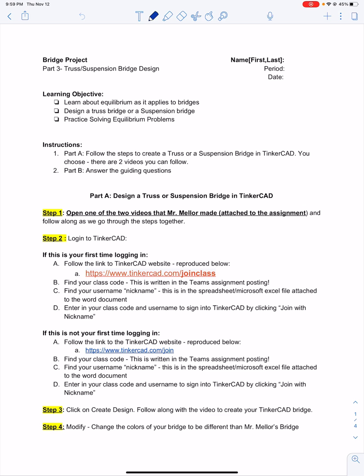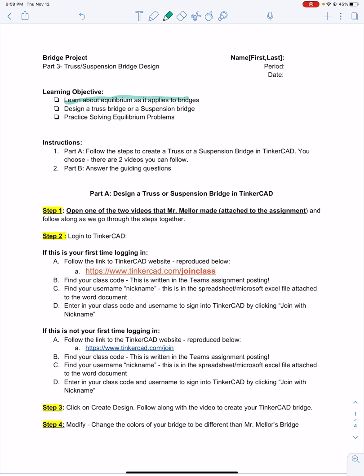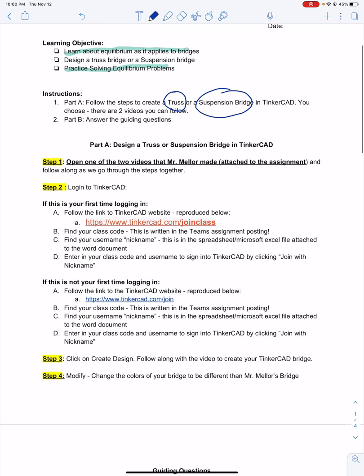Okay, so let's go ahead and get started. The learning objectives, of course, are to learn about equilibrium as it applies to bridges. We're going to practice solving equilibrium problems, but I want to stress that you have the choice of designing a truss bridge or suspension bridge in Tinkercad. I made a video to do both of them, so you can choose if you'd rather work on a truss bridge for this one because you think maybe your final design would be more similar to that, or if you want to make it a suspension bridge because you think those are pretty cool, you can follow along and see how I did it in one of my 2 videos.